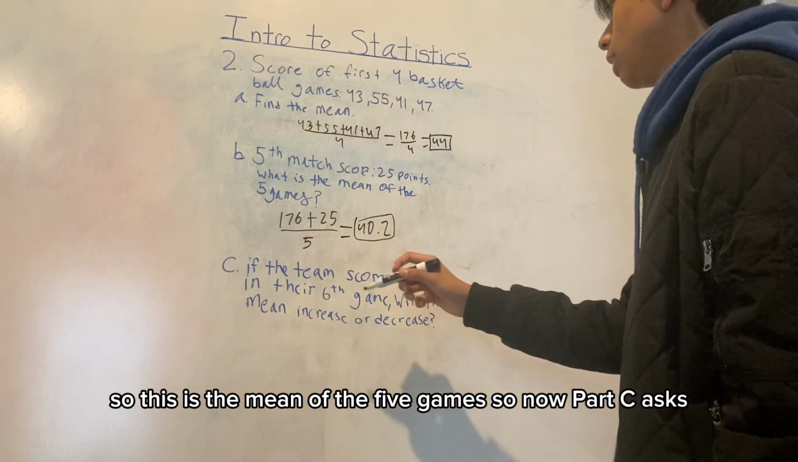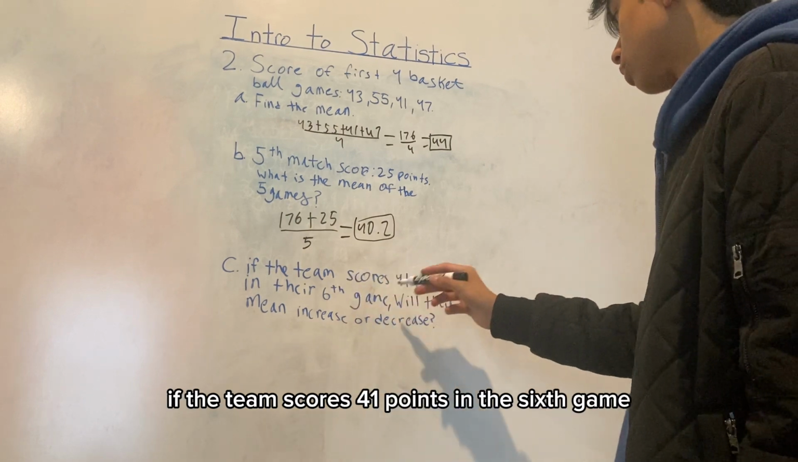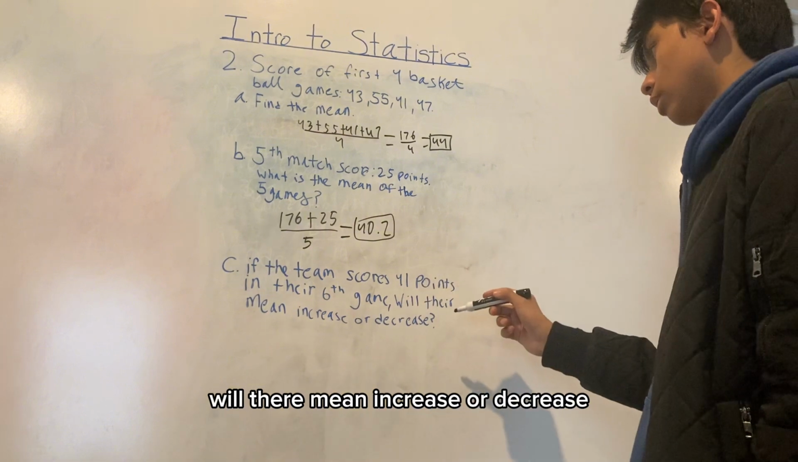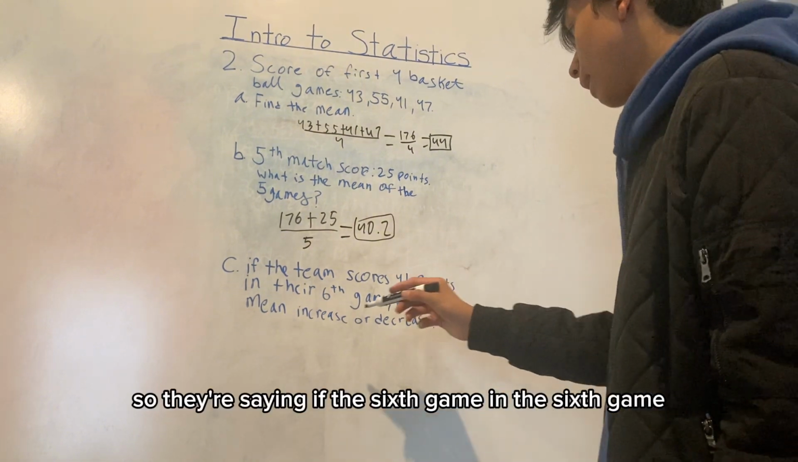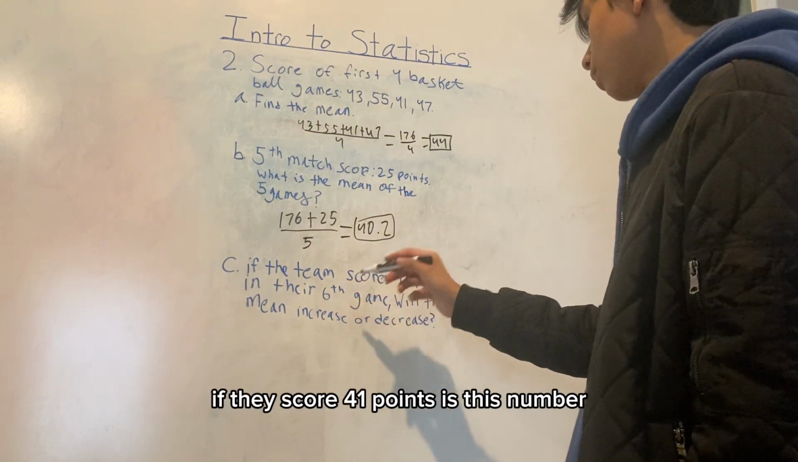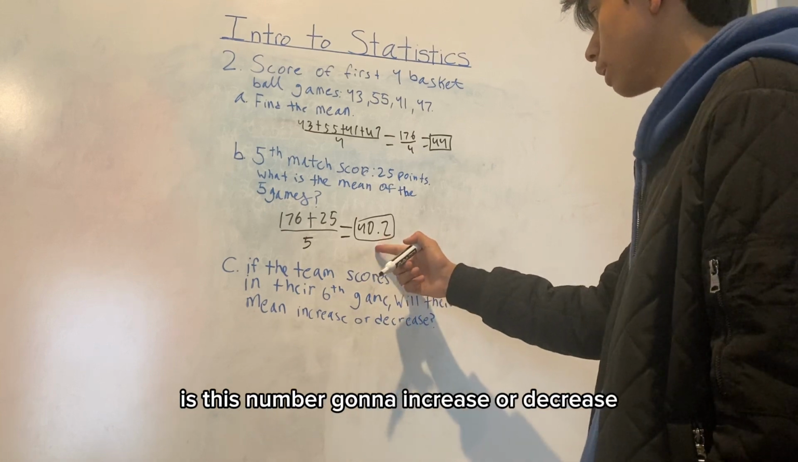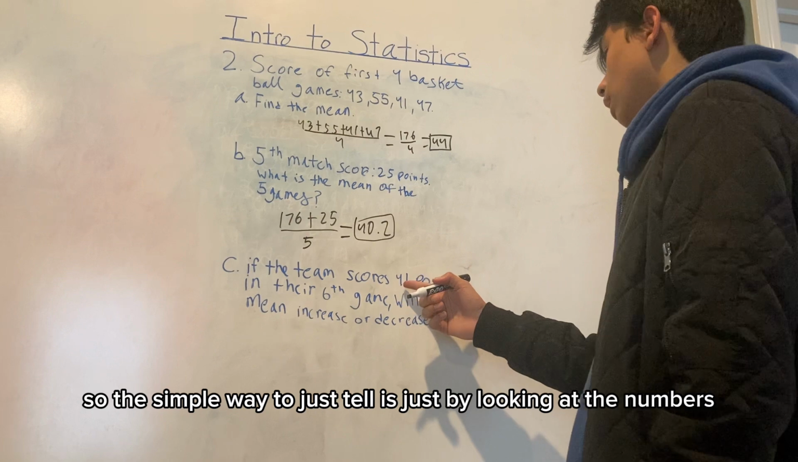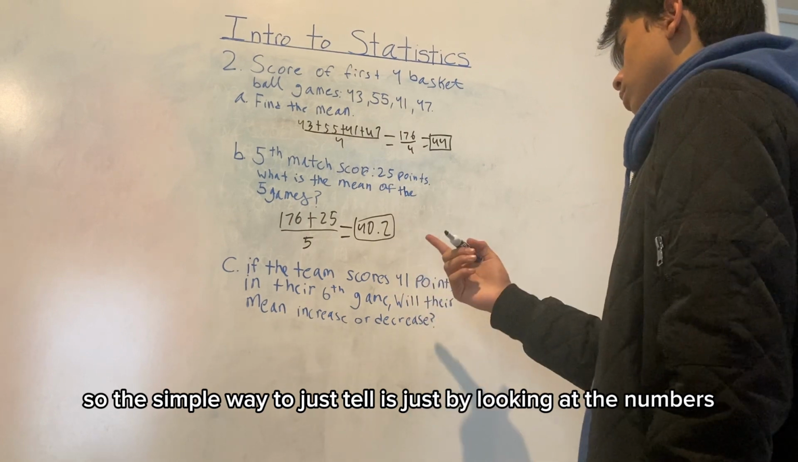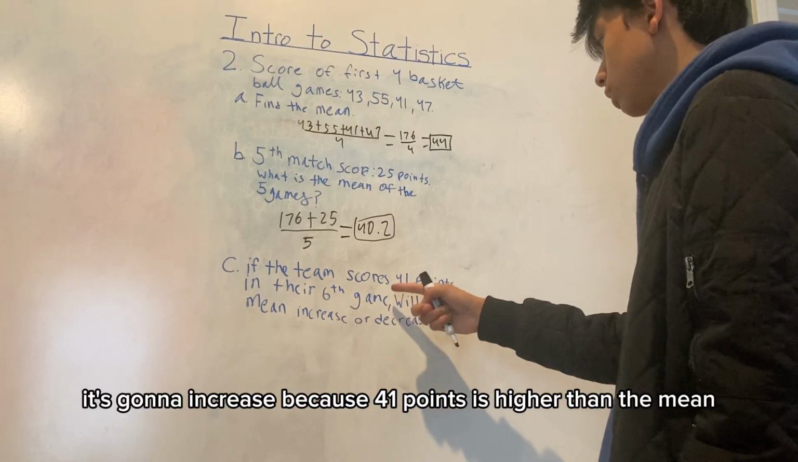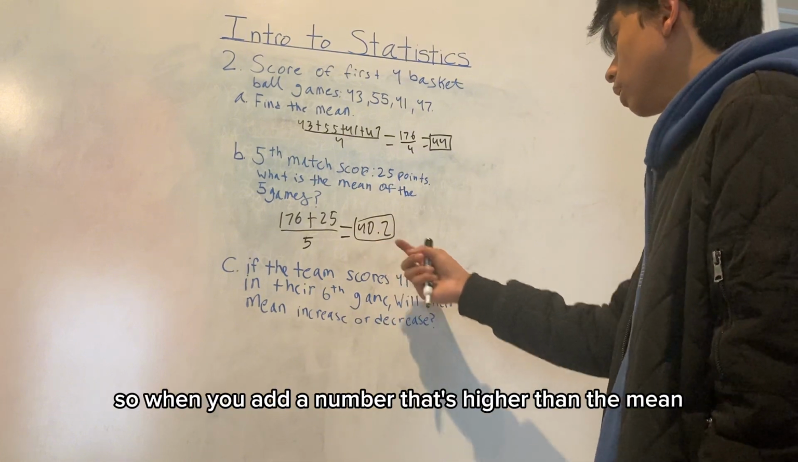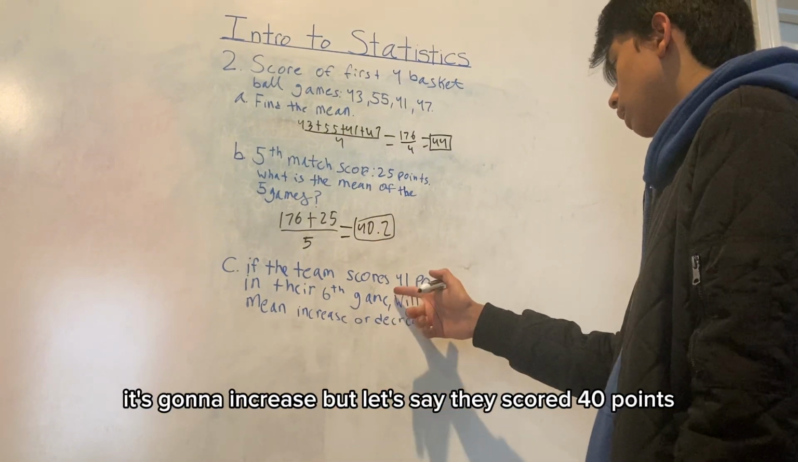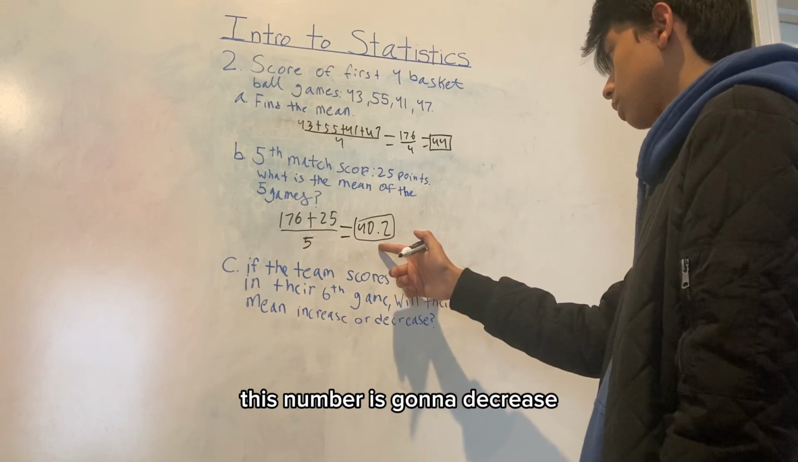So now part C asks, if the team scores 41 points in the 6th game, will their mean increase or decrease? So the simple way to tell is just by looking at the numbers. Obviously, it's going to increase because 41 points is higher than the mean. So when you add a number that's higher than the mean, it's going to increase. But let's say they scored 40 points, this number is going to decrease.